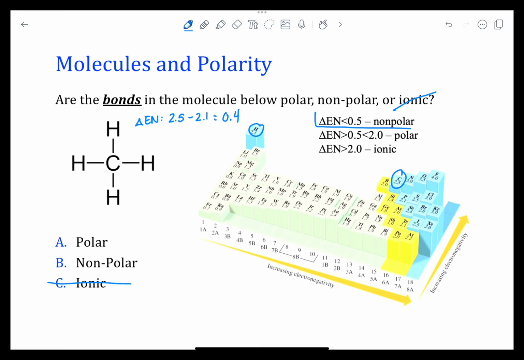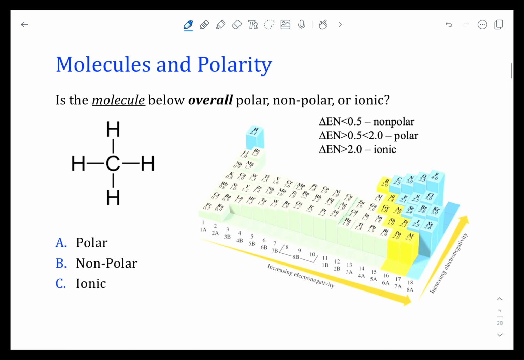That falls into our first category. So the bond itself is going to be nonpolar. Because the electronegativity difference is less than 0.5, the bond itself is nonpolar.